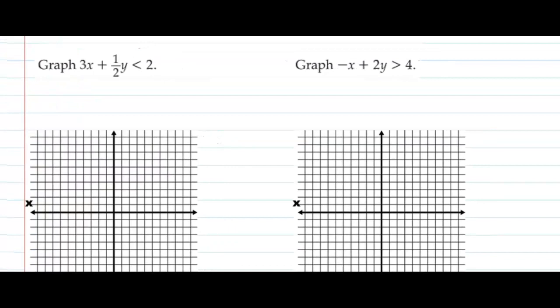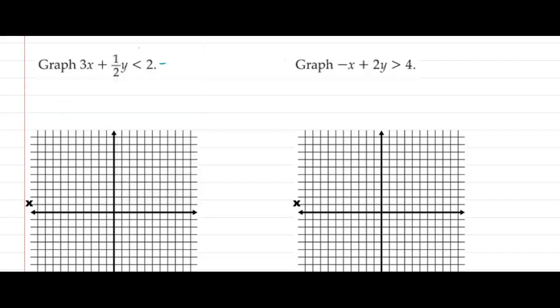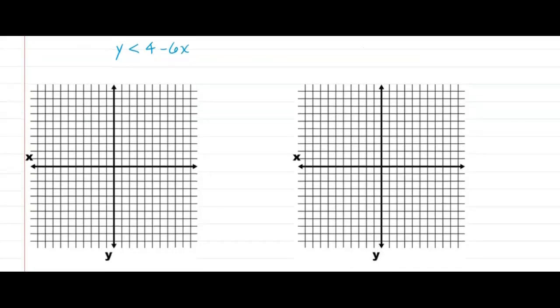All right, let's try another one. Let's go ahead and solve this inequality for y. We're going to subtract 3x and multiply by 2. So I have y is less than 4 minus 6x. I'm going to begin at 4, and I'm going to go down 6, right 1. Down 6, right 1, or up 6, left 1. I know it's a negative slope. I know it has to go downhill from left to right.